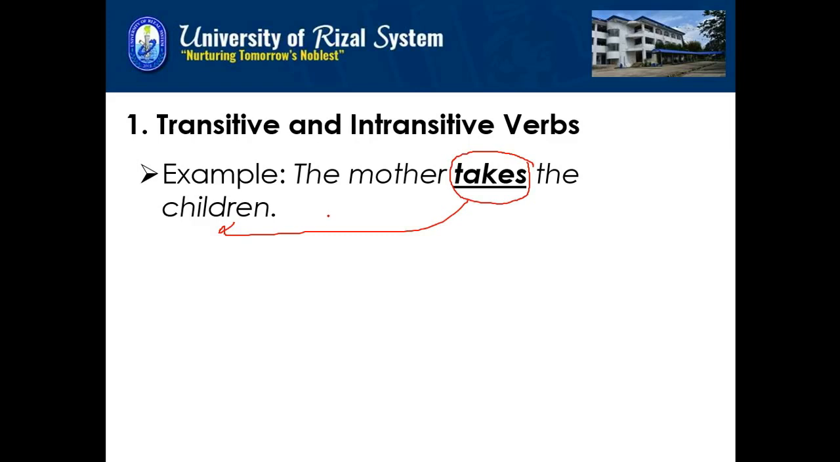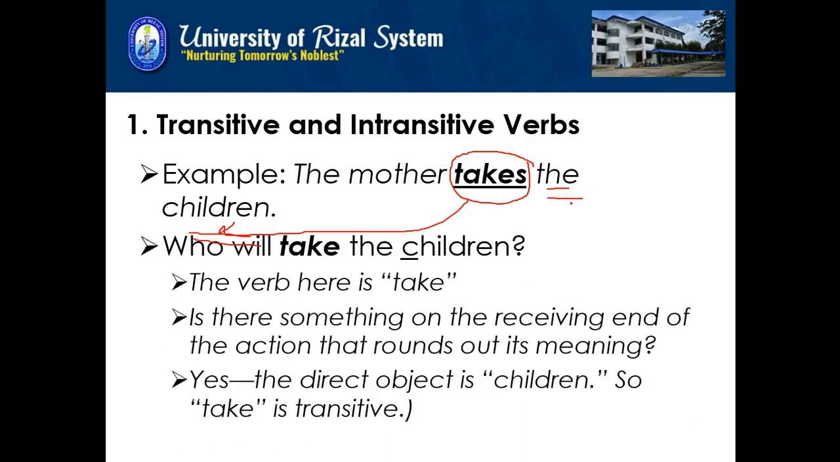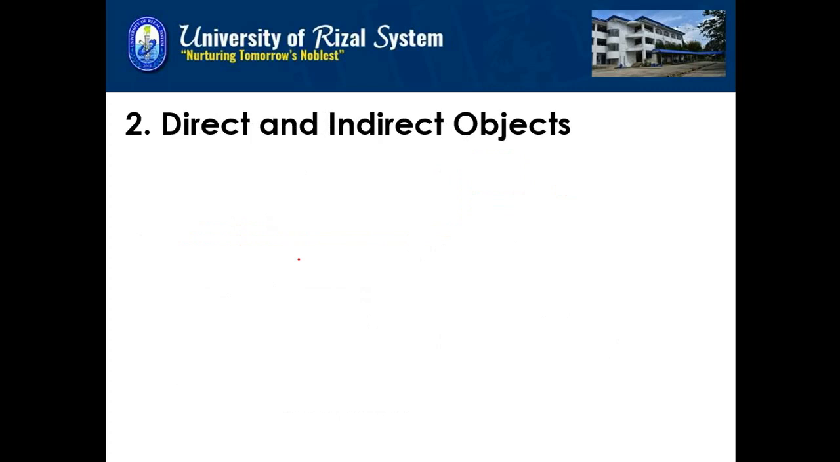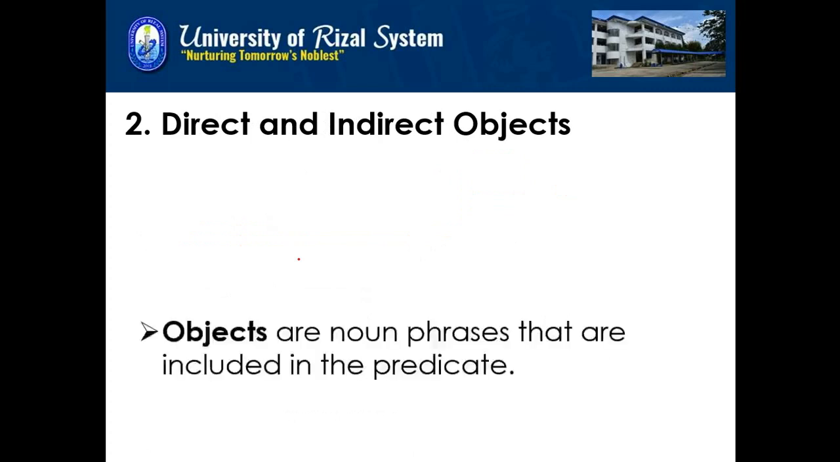So, in order for you to identify if it is a transitive verb, you can make a question. Let's say, the mother takes who? And it answers, the children. Or, halimbawa, the mother takes the book. Okay, so now we have direct and indirect object.